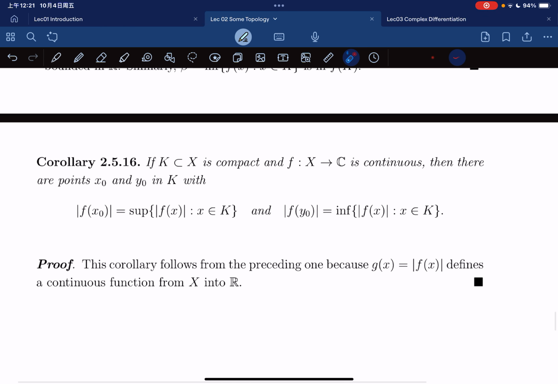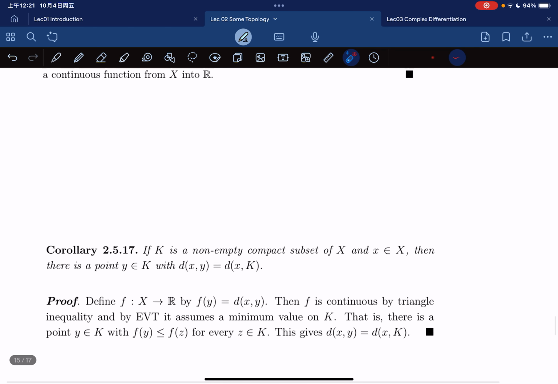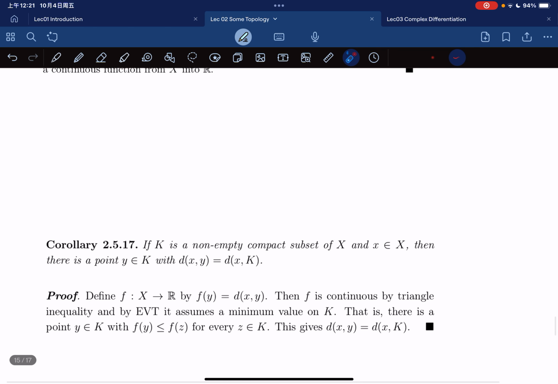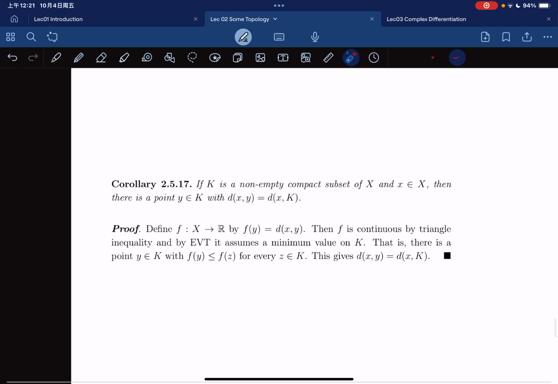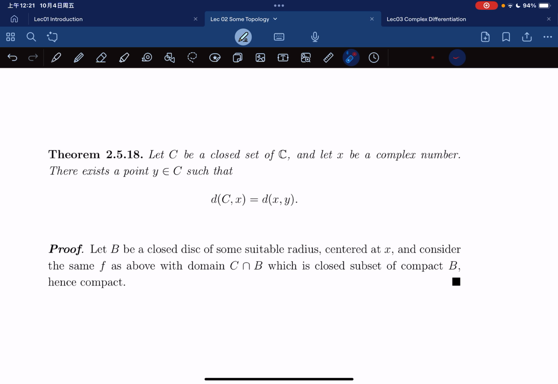And yeah, this is again an extreme value theorem, right? And this is another corollary, the corollary of the extreme value theorem. And this is again an application of the extreme value theorem.